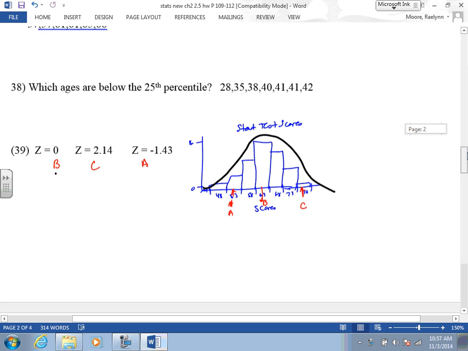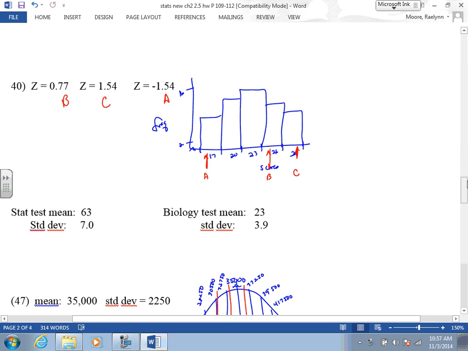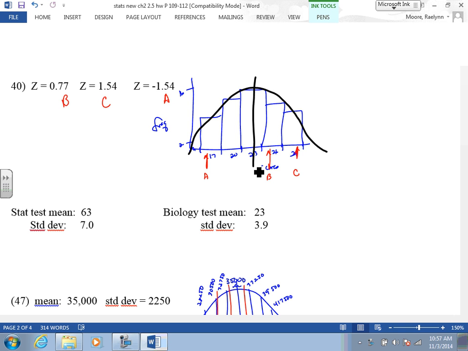So you guys are starting to get used to this normal curve. Again, this one did the same thing. It's kind of your normal curve. Your 0 is in the middle. Which letter would be the negative? A. And so therefore pick the negative number, negative 1.54.